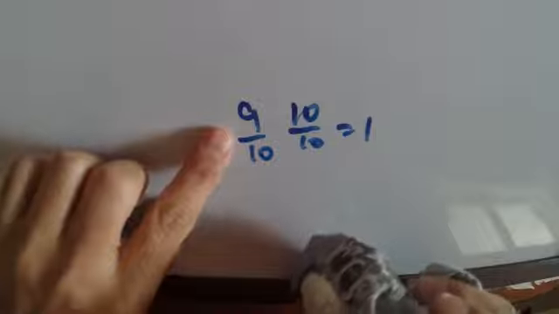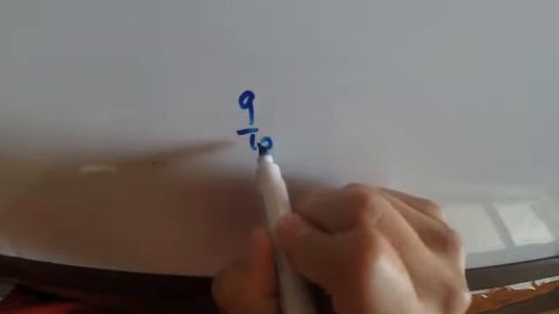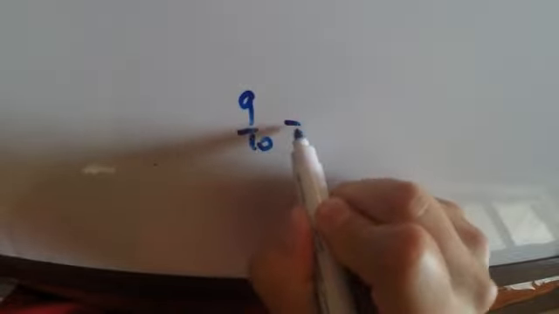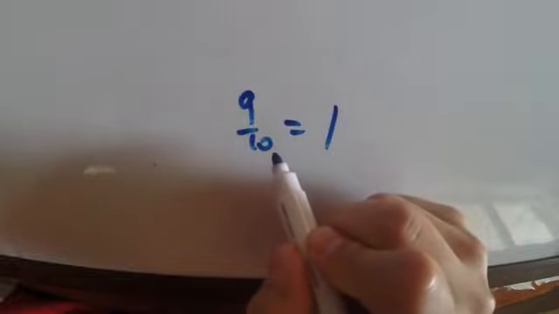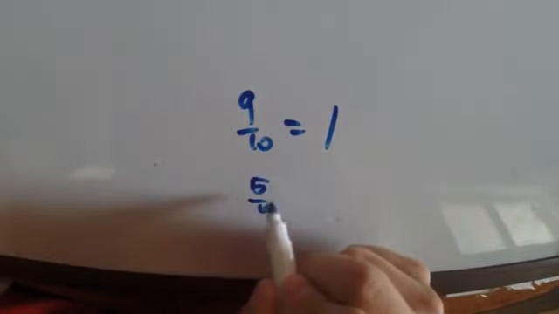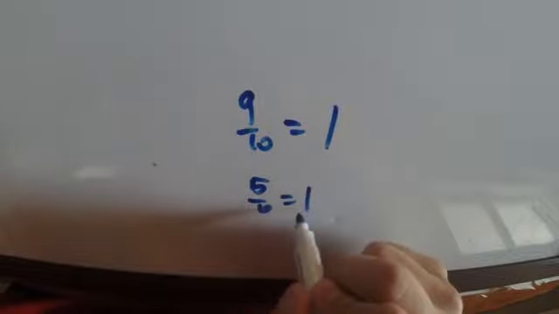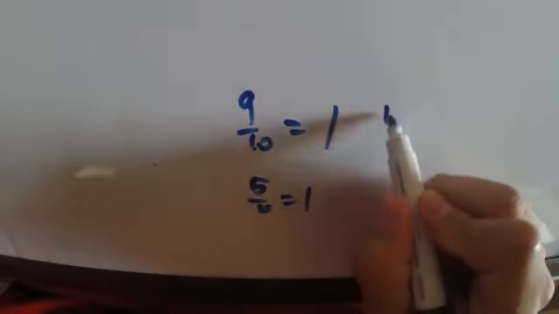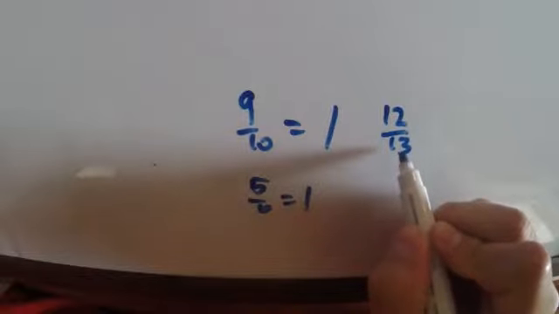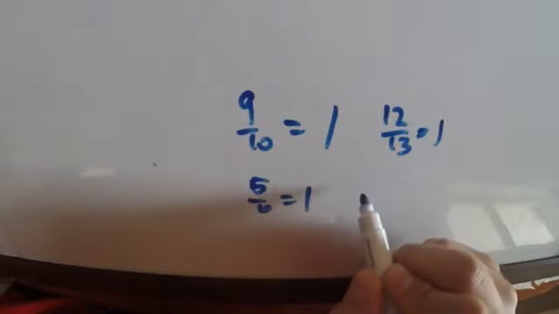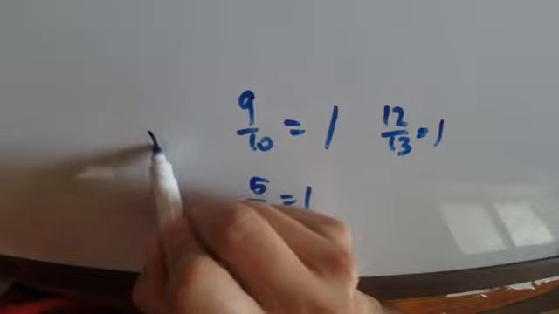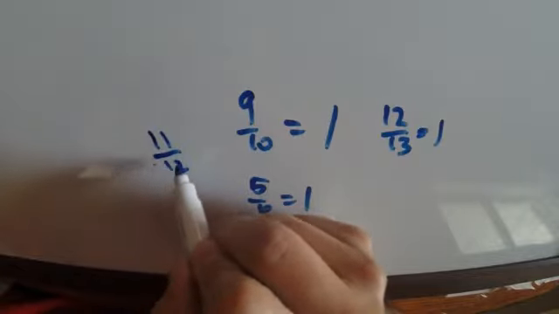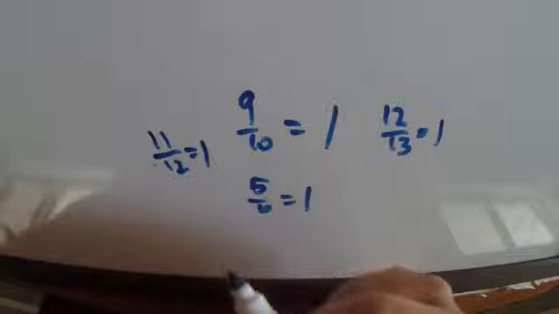Any numerator that's really close to the denominator, like 9 over 10, we'll just call it a 1. 5 over 6, 5 is pretty close to 6, we'll just call it a 1. And we can keep going with this. 12 over 13, 12 is really close to 13, call it a 1. Does that make sense? 11 over 12, 11 is pretty close to 12, just call it a 1. Okay, does that make sense? That's how you figure out when you're getting close to 1.